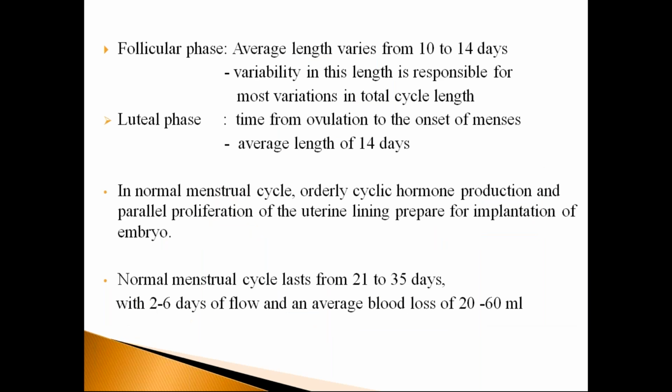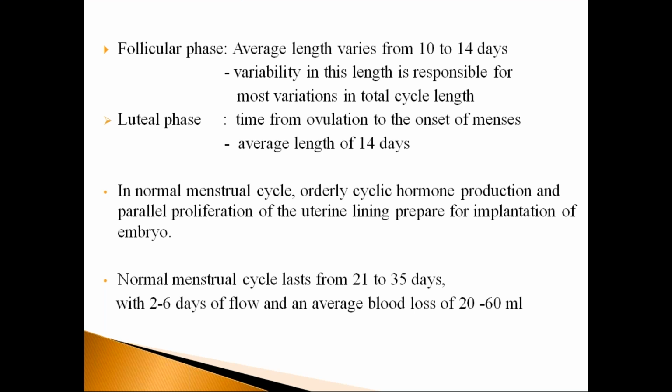So the average length of the follicular phase is usually variable. For a woman with a variable length of cycle, usually the follicular phase will have the variability compared to the luteal phase, which is actually constant at 14 days. The average length varies from 10 to 14 days, and the variability in this length is responsible for most variation in the total menstrual cycle length.